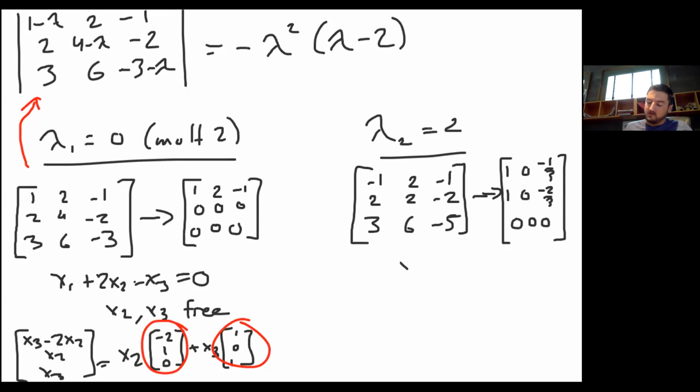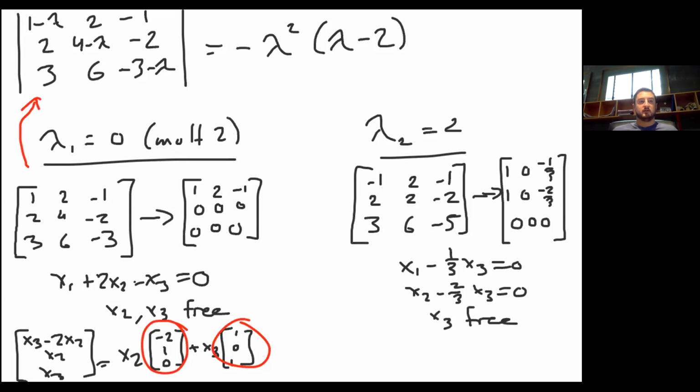Then that tells me we get the equation x1 minus 1/3 x3 is equal to 0, x2 minus 2/3 x3 is equal to 0, and x3 is free. So all of my eigenvectors for this eigenvalue are going to be of the form some constant times (1/3, 2/3, 1). And that's going to make up another column for my matrix P.